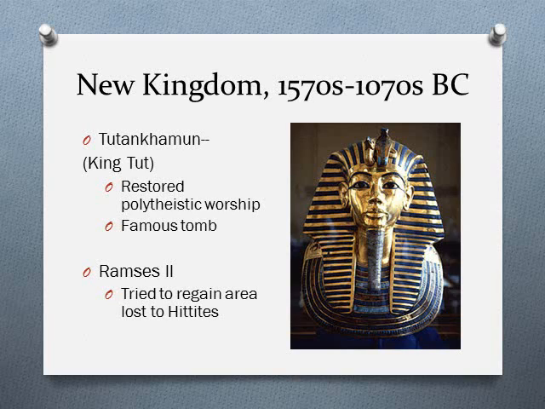His tomb was discovered in the 1920s, largely intact, so that historians and archaeologists learned a lot about the burial traditions of the pharaohs and the way that they believed about the afterlife based on what they took into the tomb. Another fairly well-known pharaoh from this time period is Ramses II. He tried to regain area that had been lost to the Hittites up in the region of Mesopotamia along the Mediterranean coast, but by the time that he came to power, the new kingdom of Egypt was in decline.